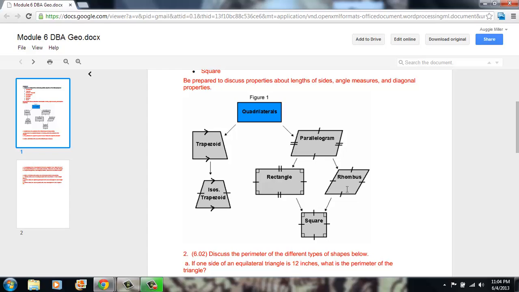So, a rhombus is a four-sided figure where both pairs of opposing sides are parallel, but all four sides are congruent to one another. And a square is a four-sided figure where both pairs of opposing sides are parallel to one another, and all four sides are congruent, and there are four 90-degree angles.